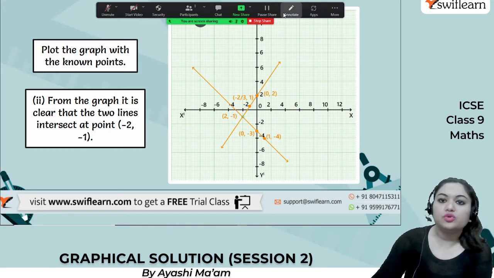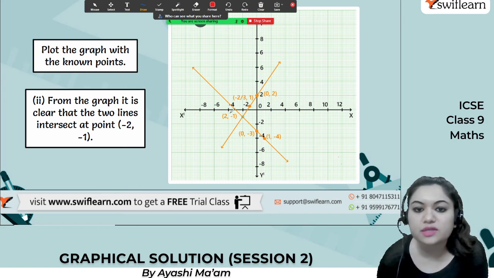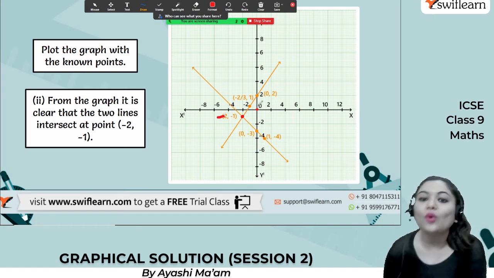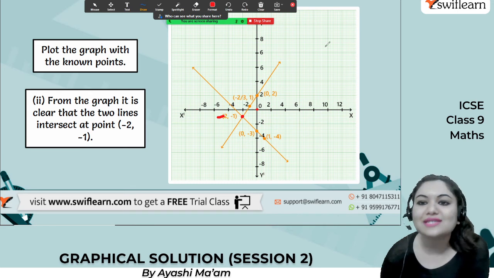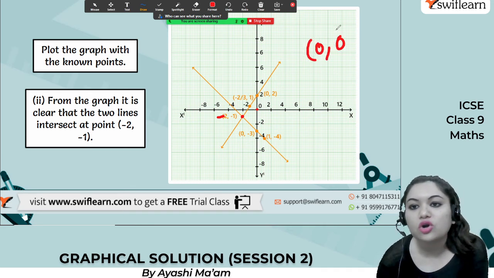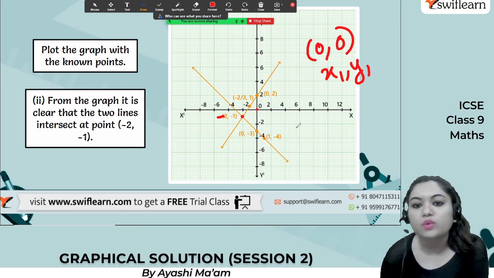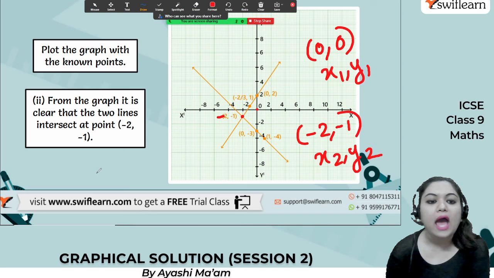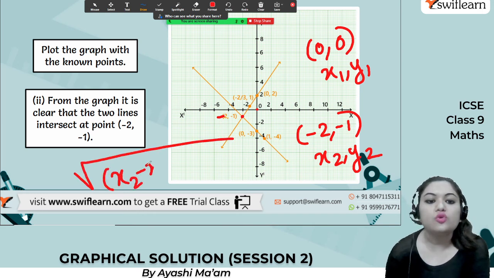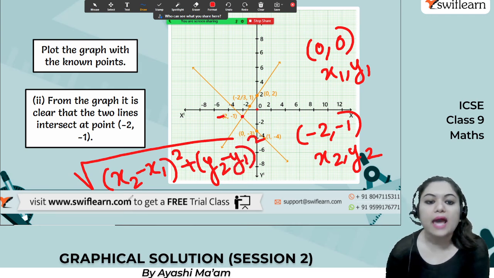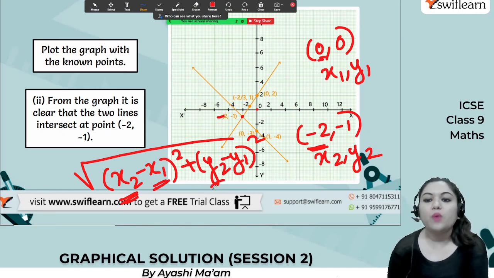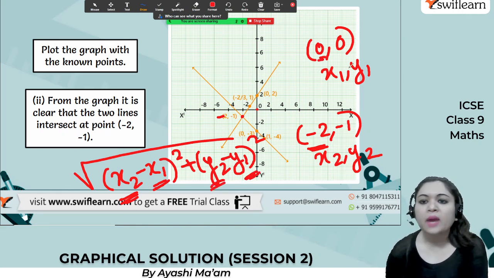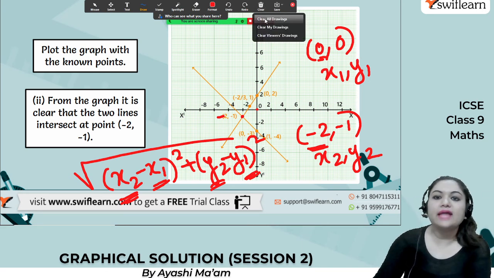Now they have asked you for the distance of this point, that means (-2, -1), from the origin. Okay, so here you have to use the distance formula. Origin means what? (0, 0). So this will be your x1 and y1, and this point is your (-2, -1), so this will be your x2 and y2. And what is the distance formula? Square root of (x2 minus x1) whole square plus (y2 minus y1) whole square. Right? So here our x2 is -2, x1 is 0, y2 is -1, and y1 is 0. Right? That's the distance formula.